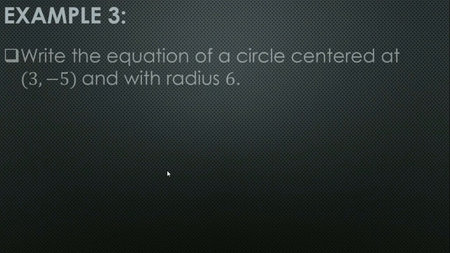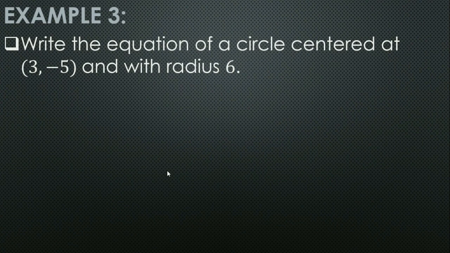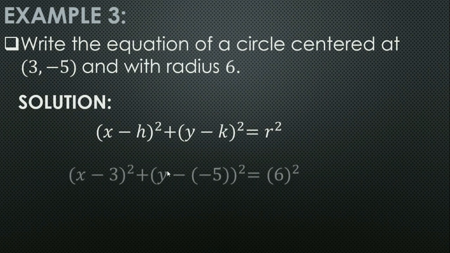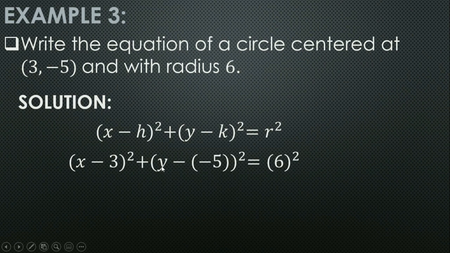For the third example, write the equation of a circle centered at (3, -5) and with radius 6. So as you can see in this example, hindi na sa origin yung center, kundi at point (3, -5). So, aling formula ang gagamitin natin? The formula will be (x minus h) squared plus (y minus k) squared is equal to r squared. Okay, so anong gagawin dyan? Isa-substitute lang natin 3 kay h, -5 kay k, at 6 kay r. So, doing so, we have (x minus 3) squared plus (y minus (-5)) squared is equal to 6 squared.